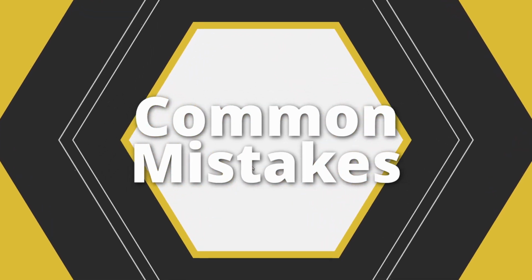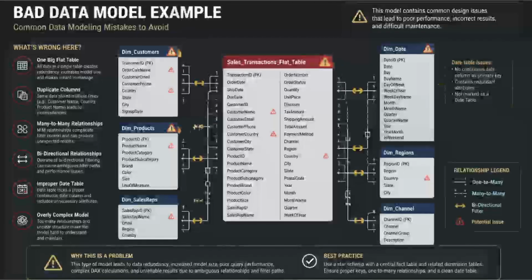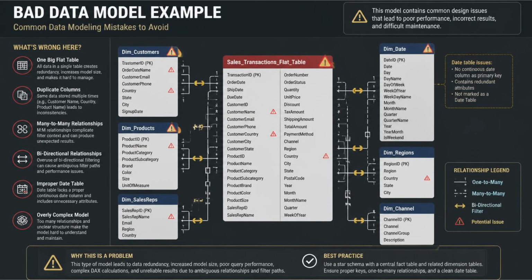Now let's look at some common mistakes that beginners make when creating a Power BI data model. First mistake is importing one huge flat table and trying to do everything from that table. Second mistake is creating unnecessary bidirectional relationships. Third is using many-to-many relationships without fully understanding when and why they should be used. Another common mistake is keeping duplicate columns throughout the model. And finally, many beginners skip creating a proper date table. So these mistakes can make your model more complicated and can lead to performance and calculation issues later.